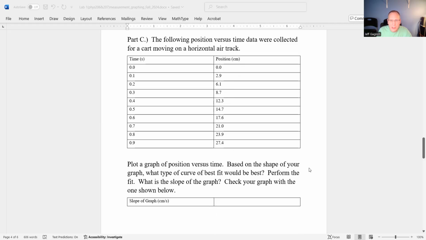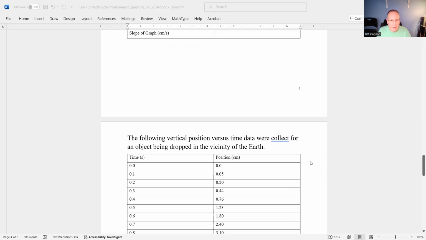And then based on the shape of your graph, what type of curve fit do you think you should use? And then perform that fit. And then I want you to record, because the computer will give it to you, the slope of that graph. Because I'm asking for the slope, we know that this should hopefully be a linear fit. The curve fit should be linear in this case. Okay, actually, I'll jump on Pascal Capstone to show you a little bit of how to do this in a second. Let me go over the last question here.